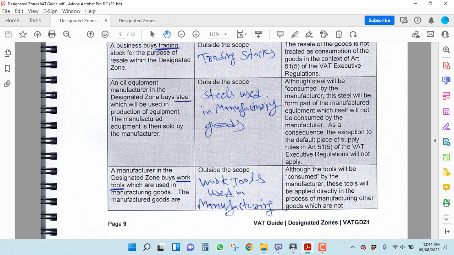A manufacturer in the designated zone buys work tools which are used in manufacturing goods. The manufacturing goods, outside the scope. Work tools used in manufacturing, outside the scope. Same reason.